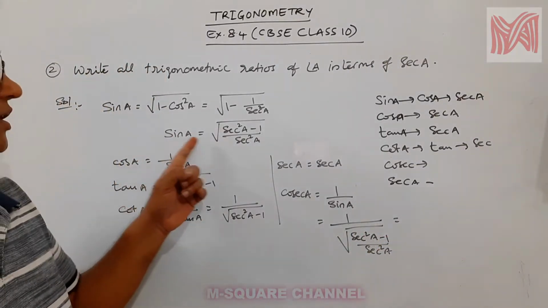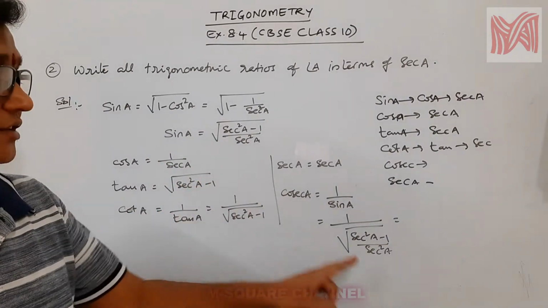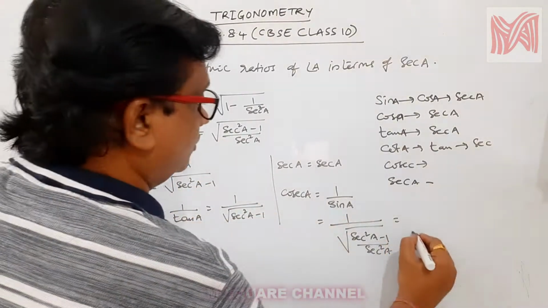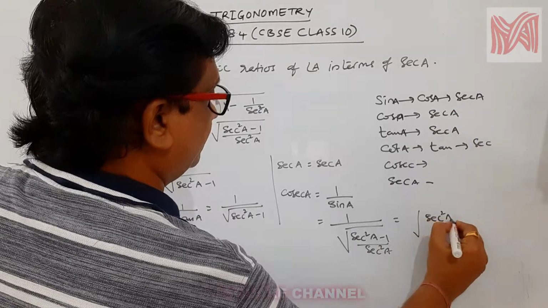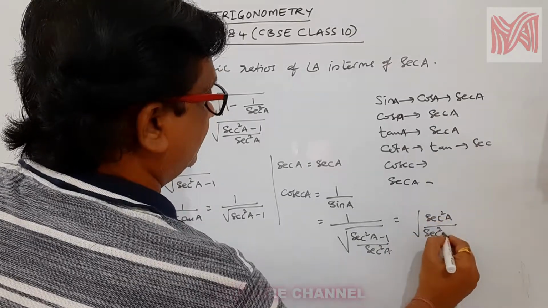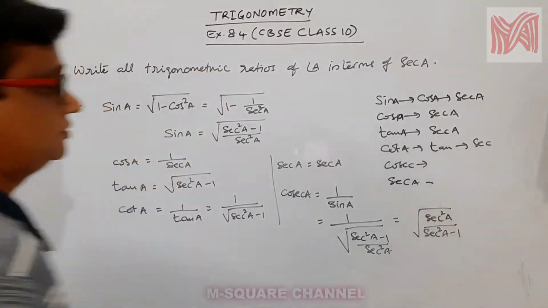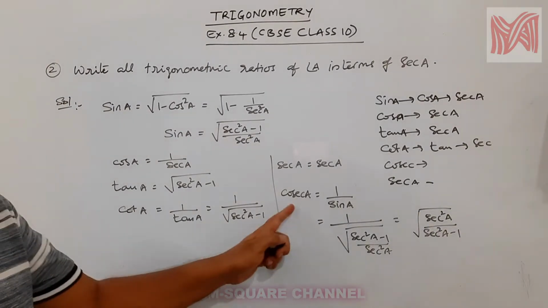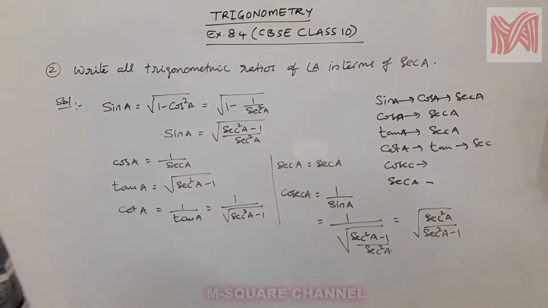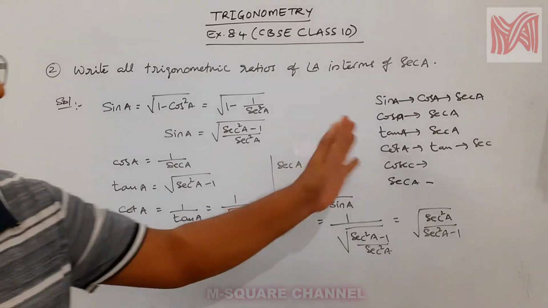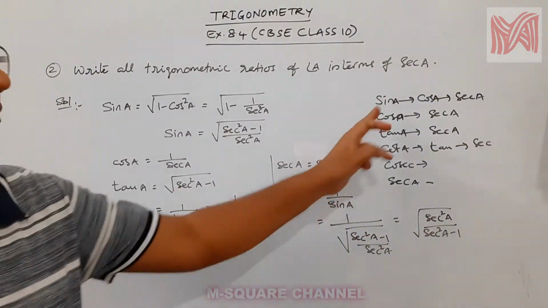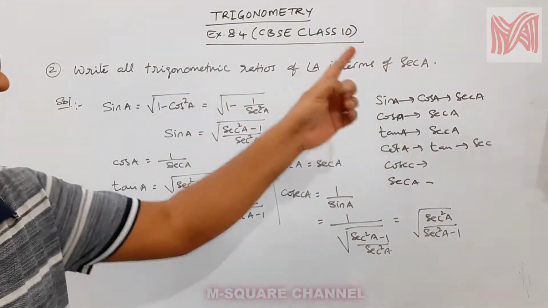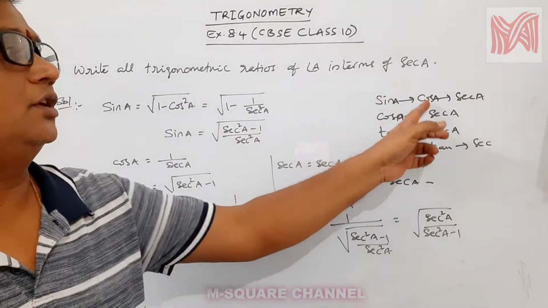So directly I am writing here secant sin A value here. So reciprocal, root of secant square A by secant square A minus 1. Secant square A. So cosecant A converts into secant. So this algorithm you should understand. First of all, sine to secant traveling. That means sine to cos, cos to sec.